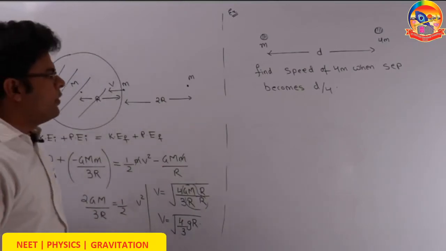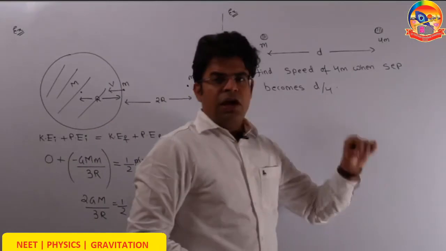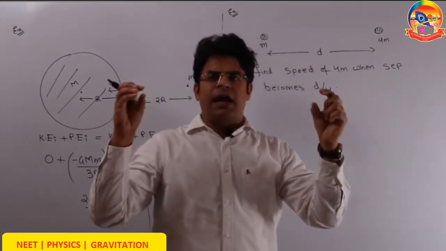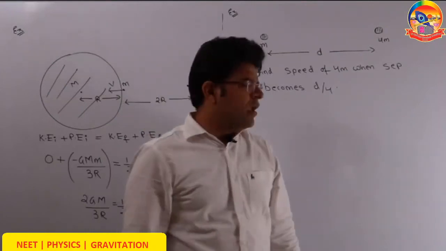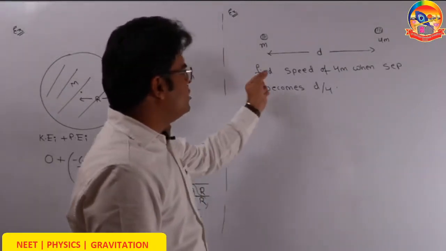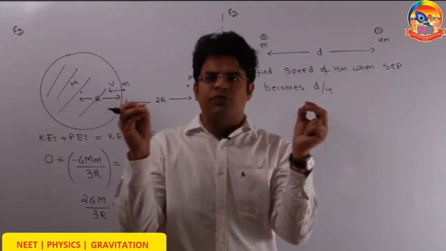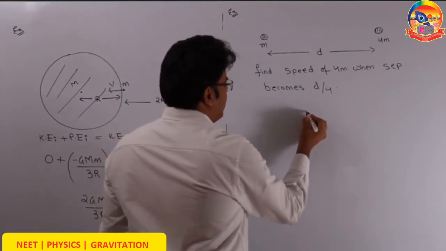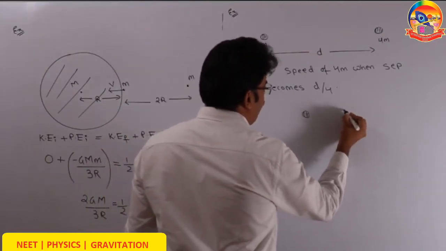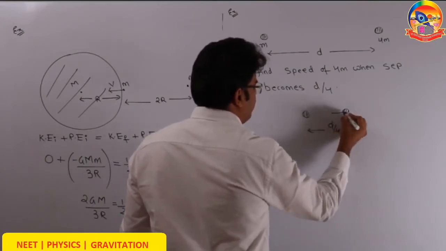Next example, two unequal masses m and 4m are released when they are at separation d. They will attract each other because of gravity. Now the question is, find the speed of 4m when separation becomes d by 4. So let's say when the separation becomes d by 4, the speed of 4m is v.